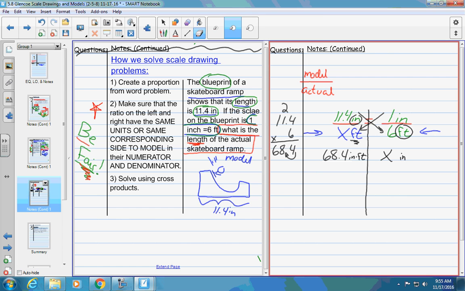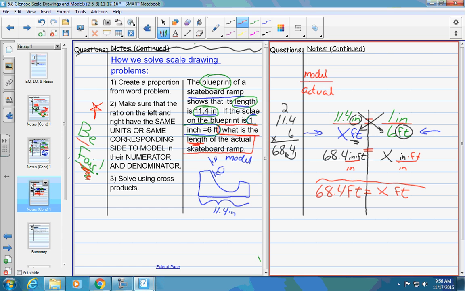Okay, and then also remember the equal sign does not disappear. It is still there. Well, it looks like we have 68.4 inches times feet equals x inches. We don't want inches on this unit anymore. Sorry, it does have feet. So we're going to divide by inches over here, and divide by inches here. And it turns out 68.4 feet is the exact length of our variable that we need. So this skateboard ramp will have to be 68.4 feet long for us to build it.